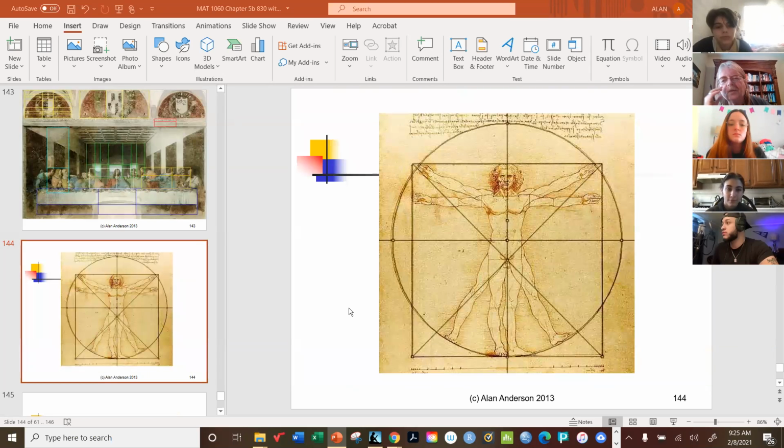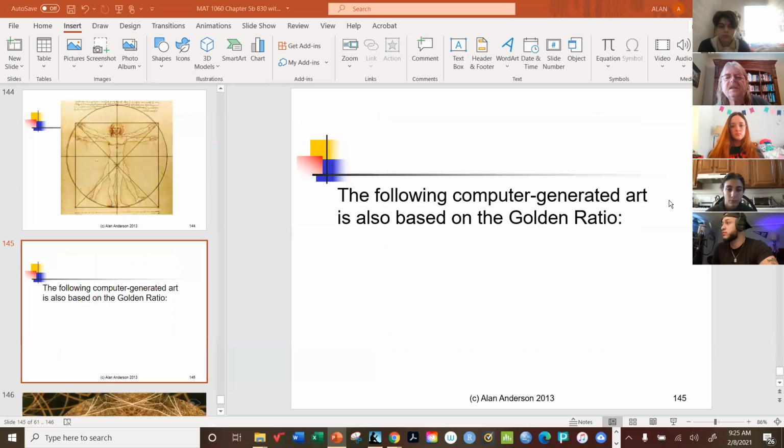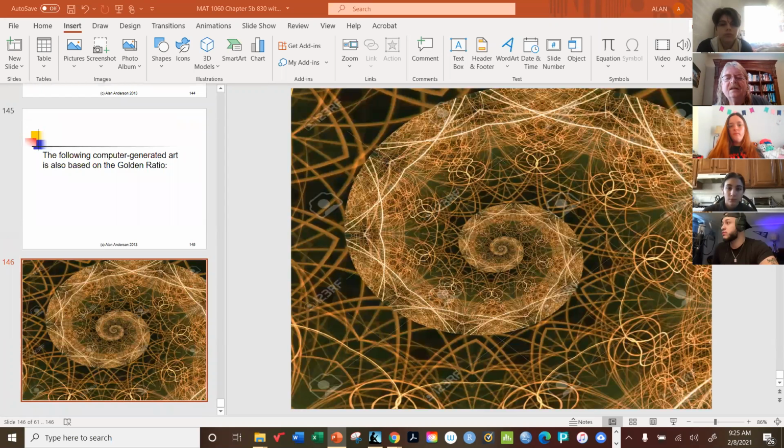This is his very famous drawing called Vitruvian Man. He was extremely skilled at drawing the human anatomy. He was a scientist as well as an artist, and he really understood how anatomy works. And so these ratios, of course, are all golden ratios. And then this was done by a computer in the 20th century. Oh my God, how cool is that?